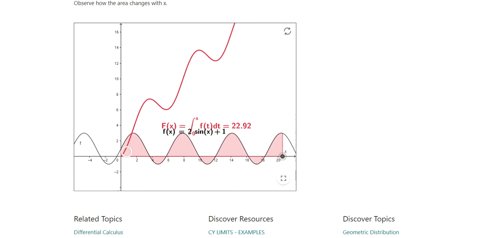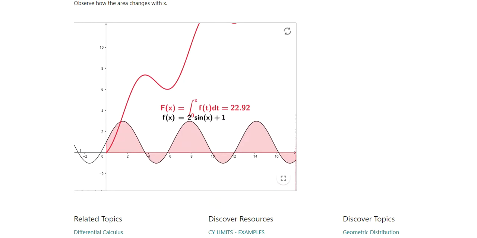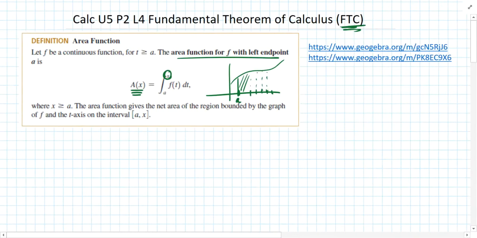And so, again, this area function does have some similarities, or it's related to the original function itself, but the shape and the behavior of the area function is quite different than the function that was used to create the boundaries for integration. And so, with that in mind, that allows us to talk a little bit more clearly about the FTC.